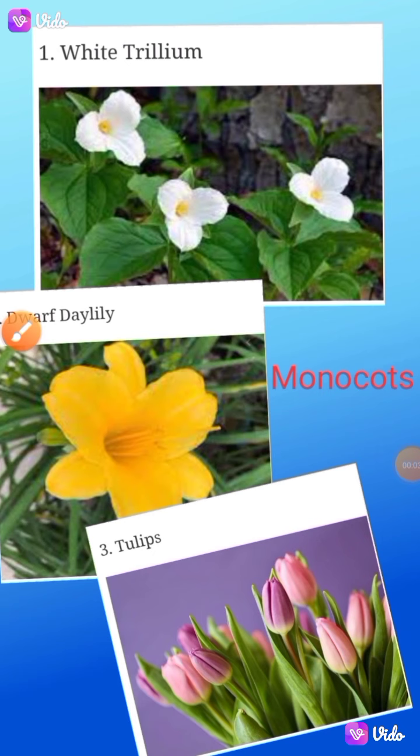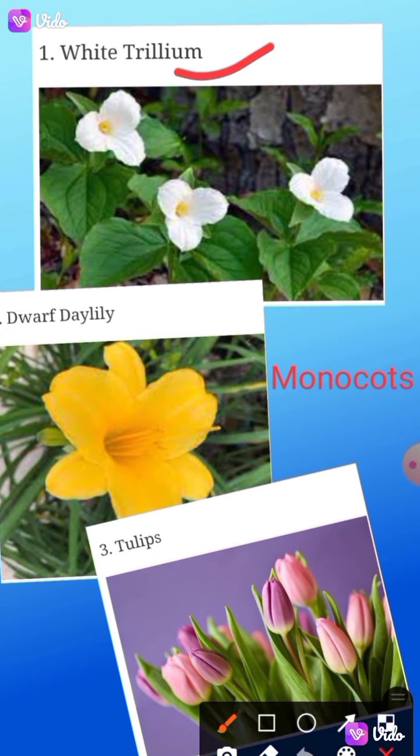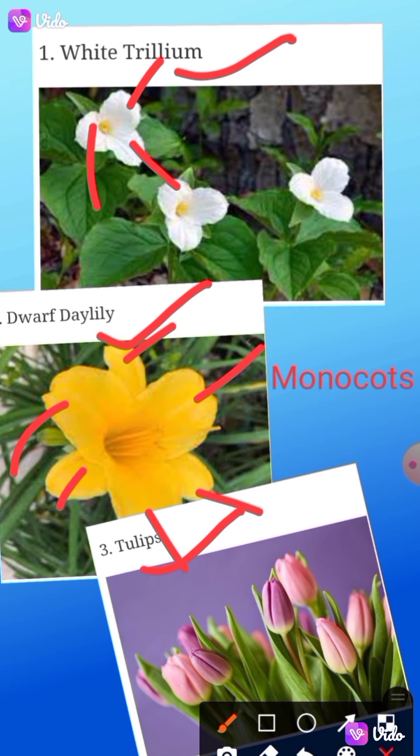So now let's see some more examples of monocotyledons like white trillium, dwarf daylily and tulips. Here in white trillium you can see that there are 3 petals of the flower. It means it is a monocotyledon. In dwarf daylily you can again see that there are petals in multiples of 3, that is 6 petals, 1, 2, 3, 4, 5, 6. It shows that it is a monocot.